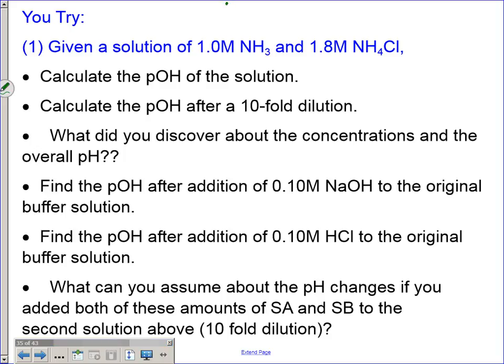The Kb of ammonia, if you need to write that down, is 1.8 times 10 to the negative fifth. It happens to be the same as the Ka of acetic acid. So you've seen that one before. Or is that Kb or pKa? Sorry, that's Kb. The pKa is like 4.74.